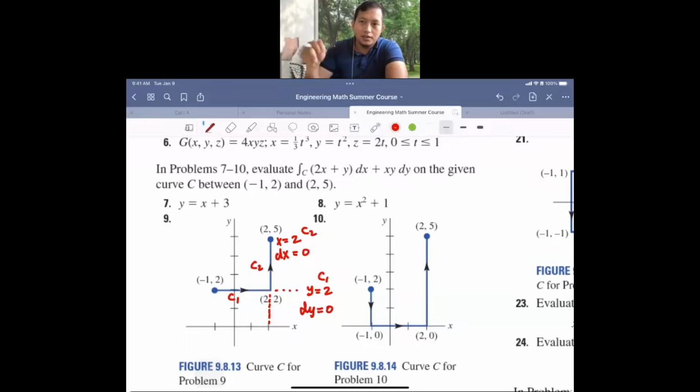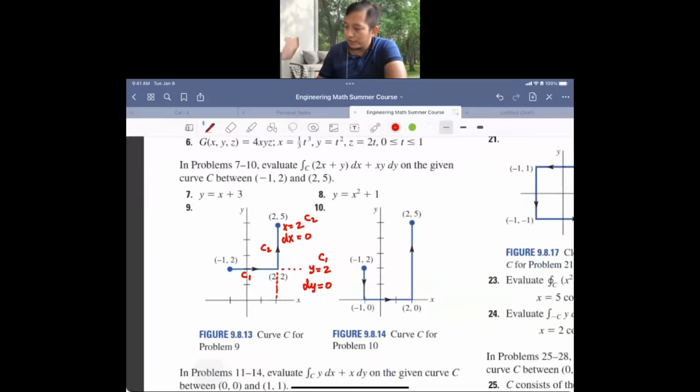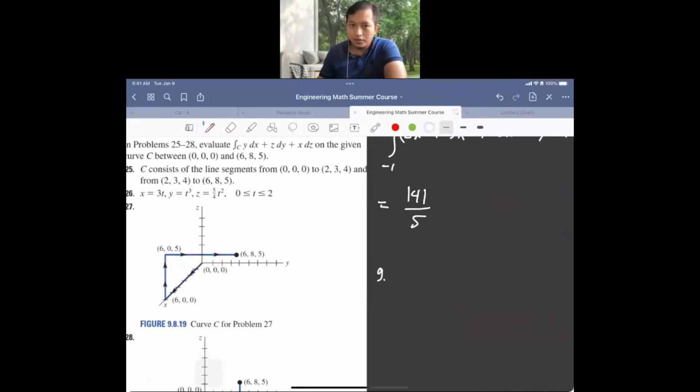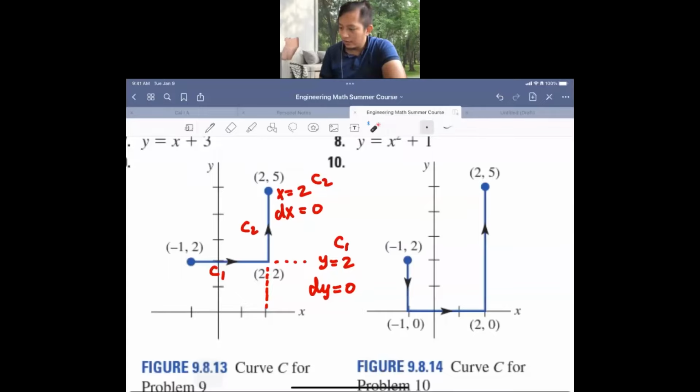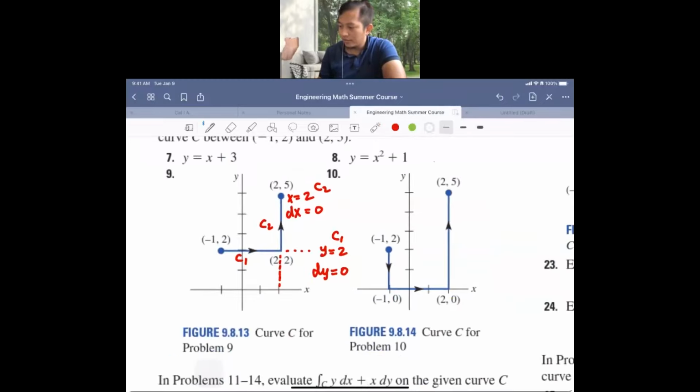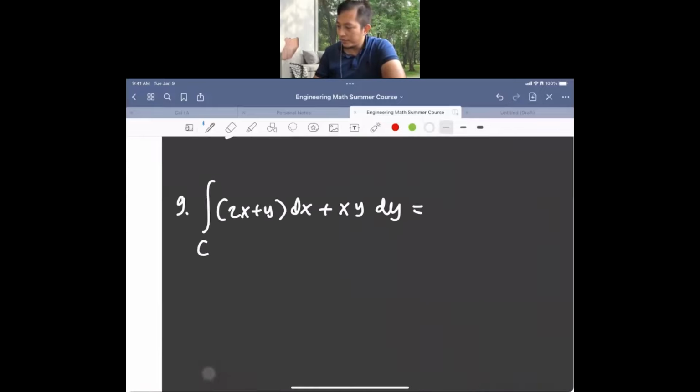So if we take this according to our movement, okay, for number 9, let me write the question. Find the curl 2x plus y dx plus xy dy. Okay, so first we could take the path from the initial point goes to this, right? So we say this is c1. C1 is when y is equal to a constant. Basically what we are going to do for number 9 is c1 plus c2, and that's the idea.